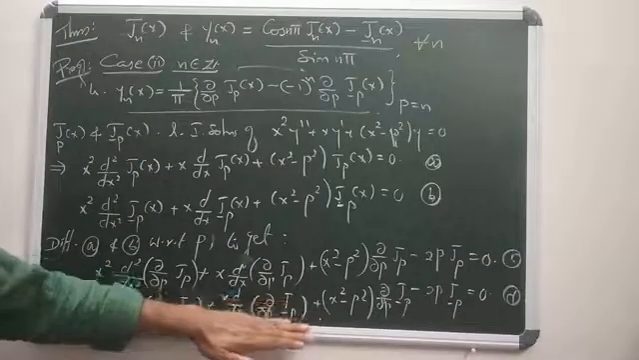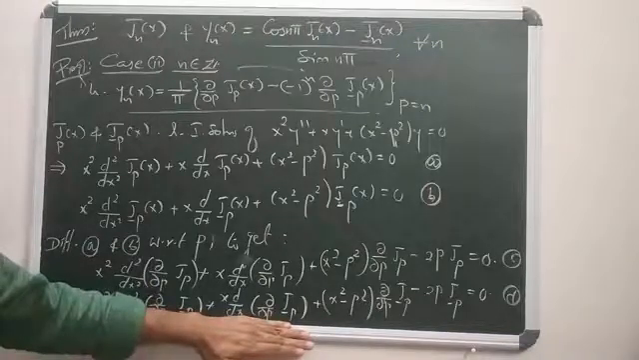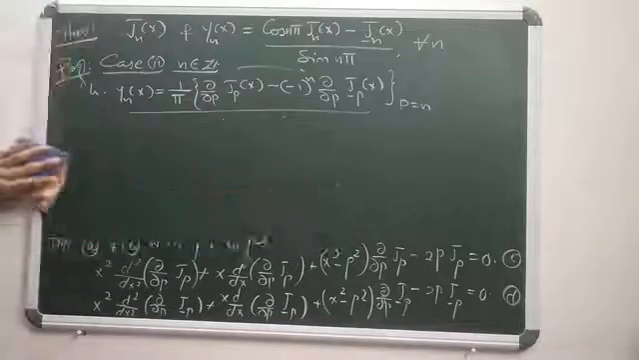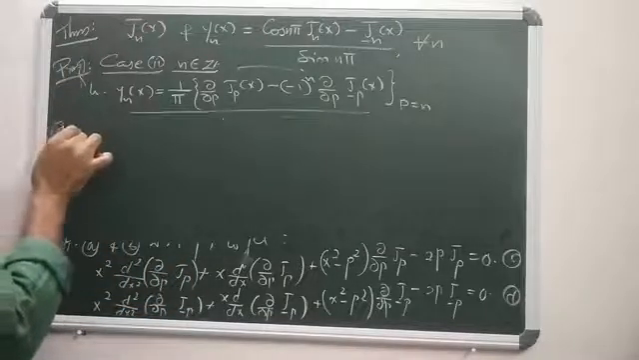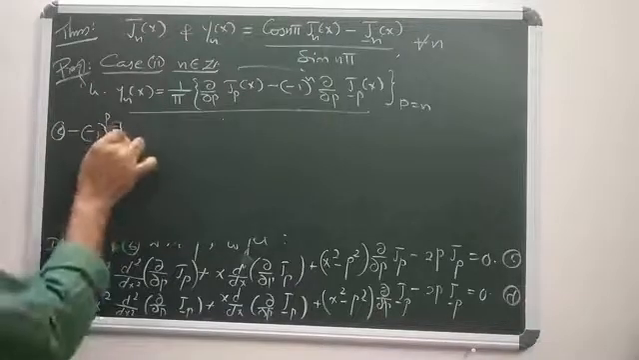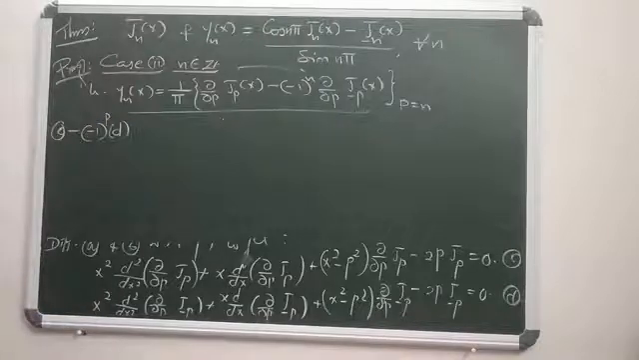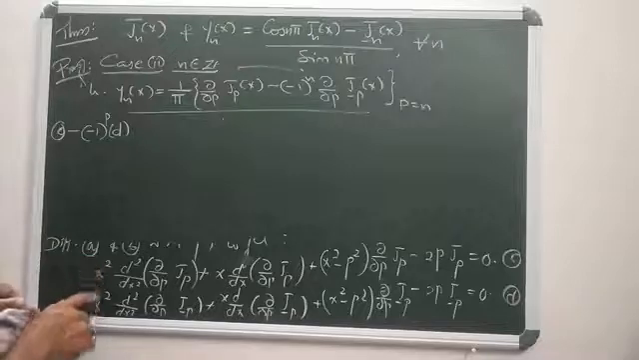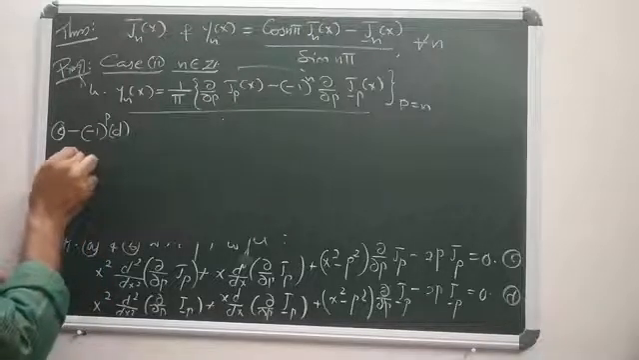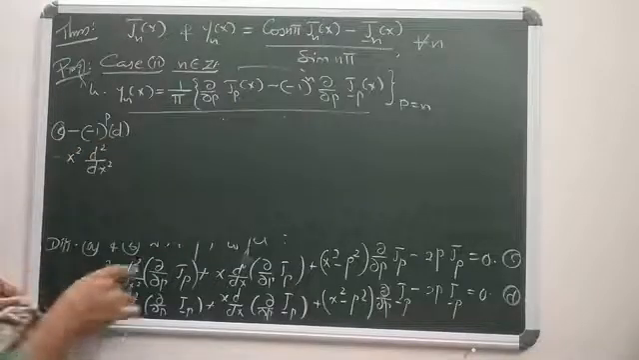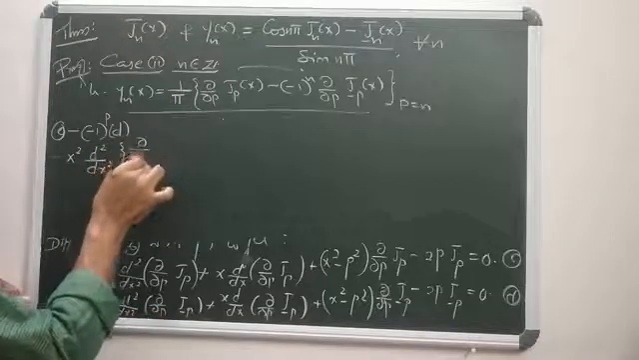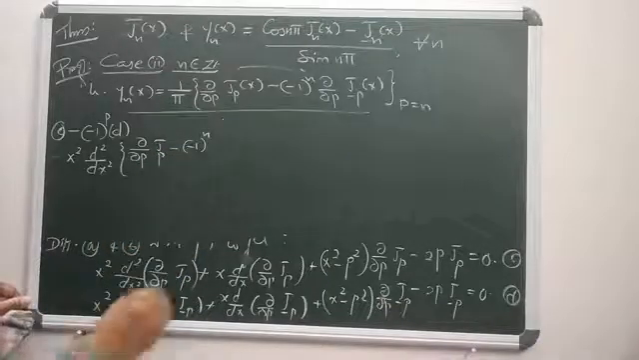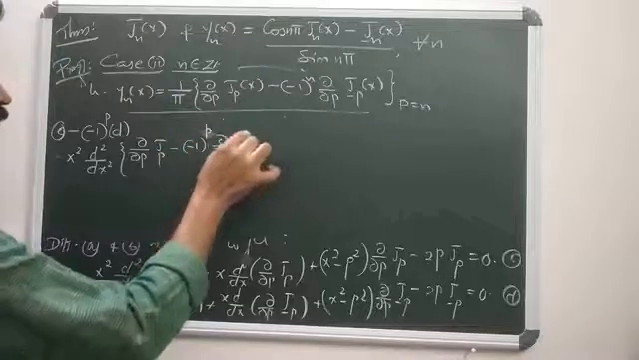Our next step is to multiply equation D by (-1)^p and subtract the obtained equation from C. That is, equation C minus (-1)^p into D. Then what do I get? This is common, so you have x square into d square by dx square of del by del p of J_p minus (-1)^p into del by del p of J_{-p}.